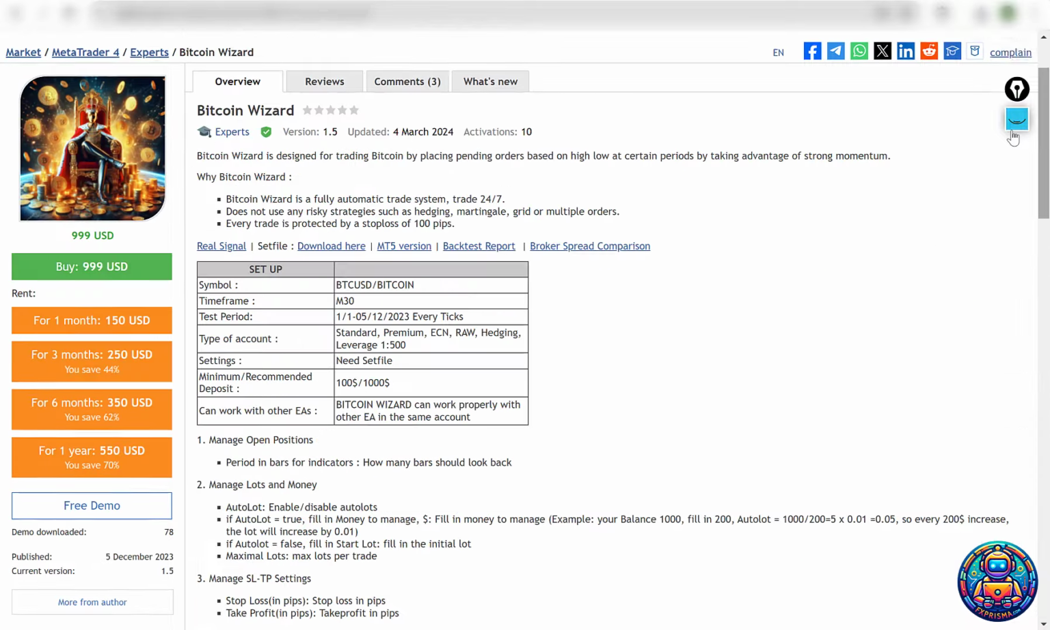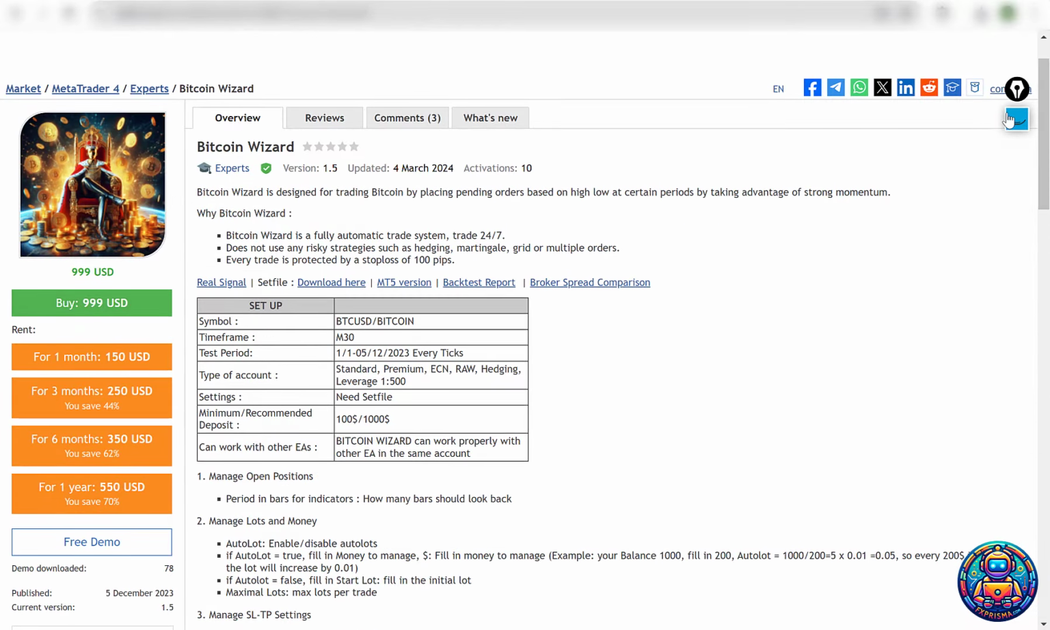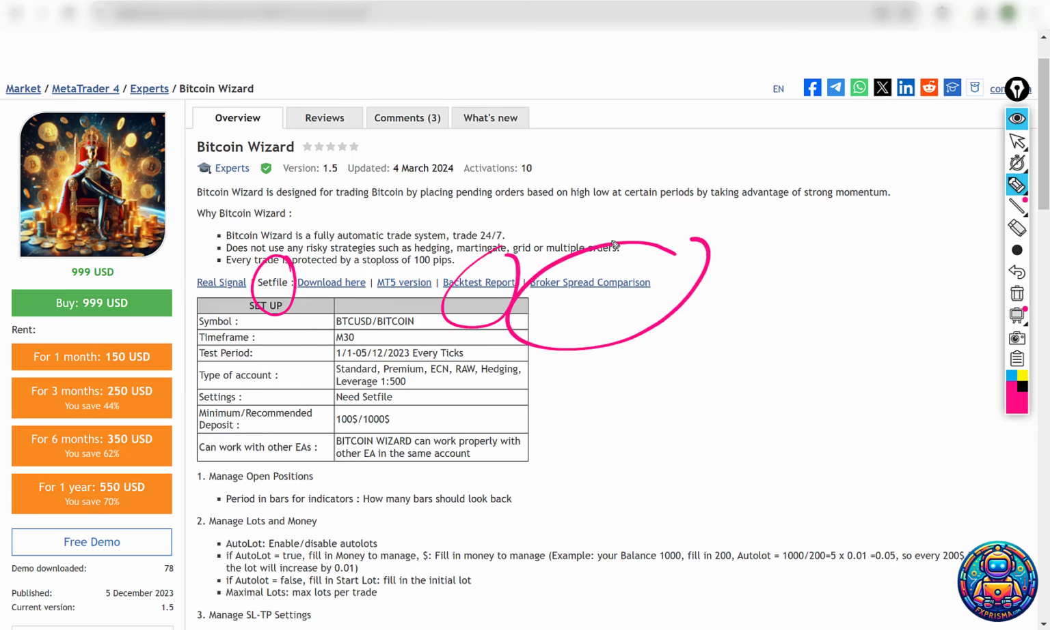That being said, I think the EA is quite interesting. We have all the information, everything is clear and simple. That's what I like about this robot or this seller. Everything is organized, everything you can use. He even provides a set file, a backtest report, a broker spread comparison, and we have a real signal. So that's what makes this quite an interesting EA.